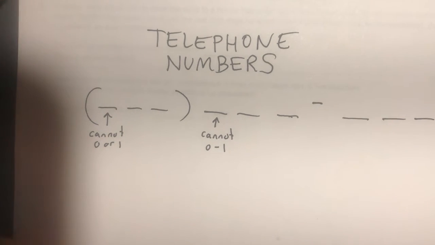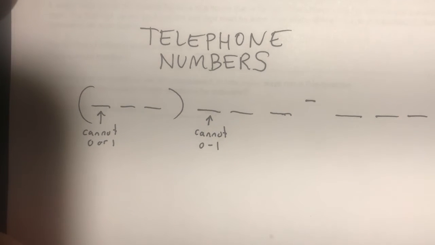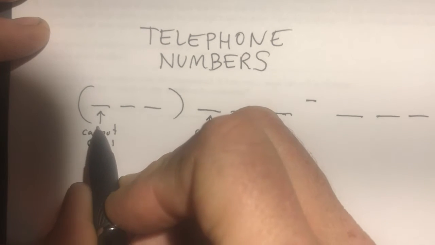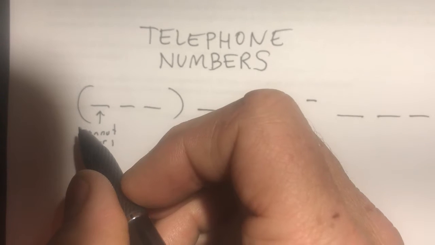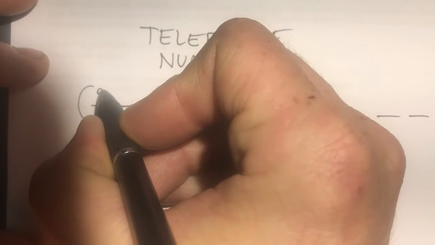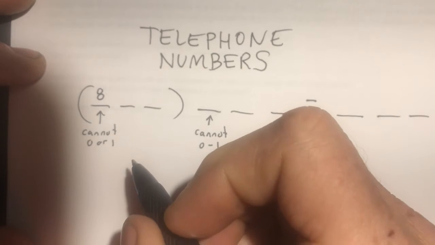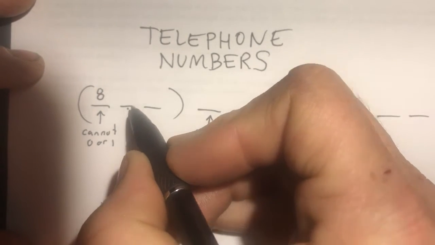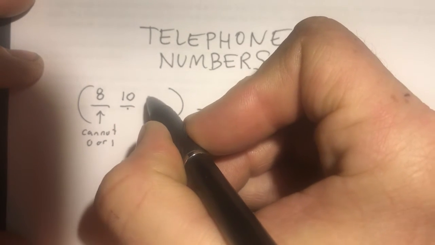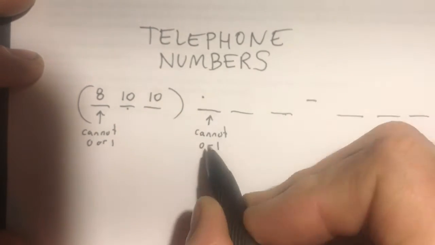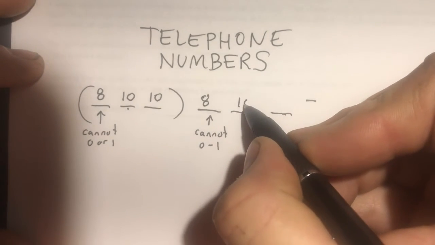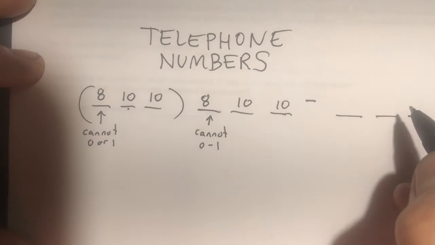Now the question is, how many phone numbers are possible? How many phone numbers can you have in the United States? Well, since this cannot be 0 or 1, it could be 2, 3, 4, 5, 6, 7, 8, or 9, which is 8 possibilities. This digit could be 0 through 9, which is 10 possibilities. We've got 10 here. This one again cannot be 0 or 1, so that's going to be 8. Right here, 10 numbers, and then these numbers could be anything down here.